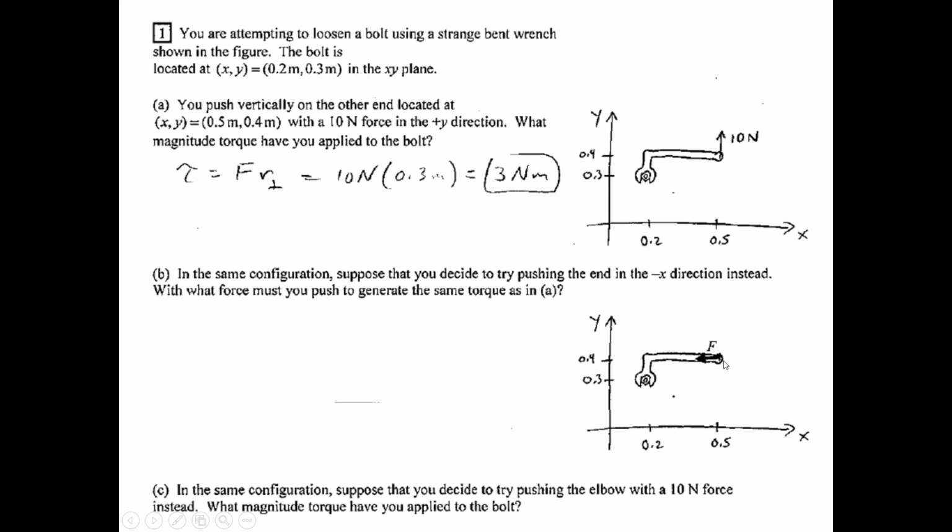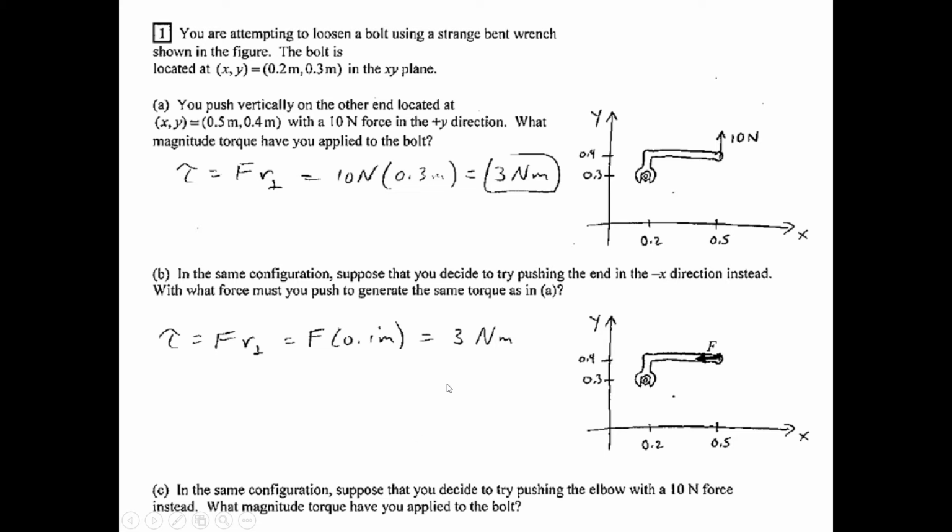In this second case, B, I want to ask if I push on the end of this wrench inward along the arm direction toward the left, how big of a force do I have to apply in order to still have 3 newton meters of torque? So again, I'm going to use the relationship torque equals F times moment arm. I know the torque I want is 3 newton meters. The moment arm is, again, you draw the line that contains the force vector, and you ask what is the perpendicular distance to the rotation axis? In this case, the moment arm is only 0.1 meters.